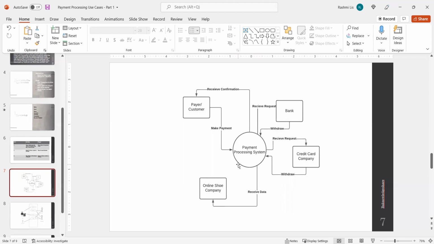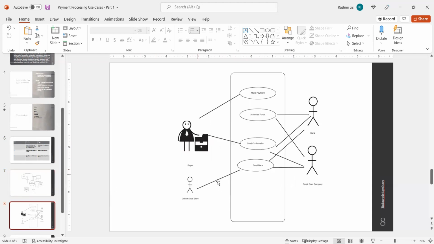And then over here, the online shoe company receives data from the payment processing system, or you could actually say over here, the payment processing system, which is missing, deposits money into the bank account of the online shoe company. So maybe you can add a line here. You can add as much detail as you want, but in general, this is a very high level overview of what the inputs, the outputs, and who the players are.